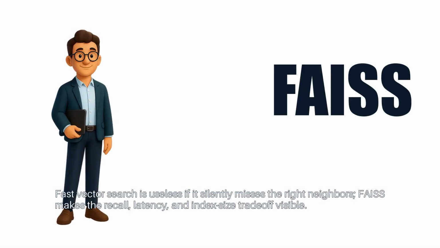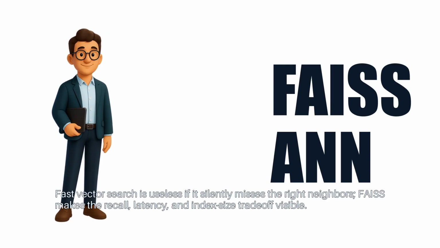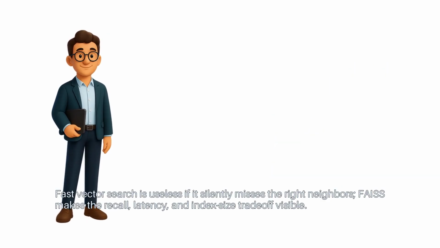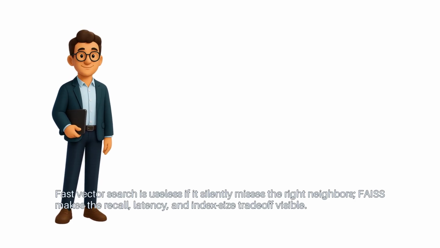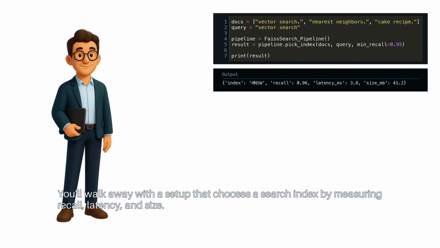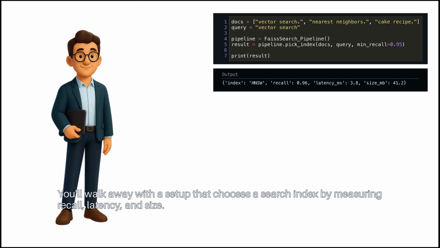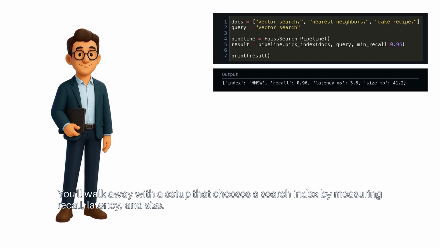Fast vector search is useless if it silently misses the right neighbors. FAISS makes the recall, latency, and index size trade-off visible. You'll walk away with a setup that chooses a search index by measuring recall, latency, and size.